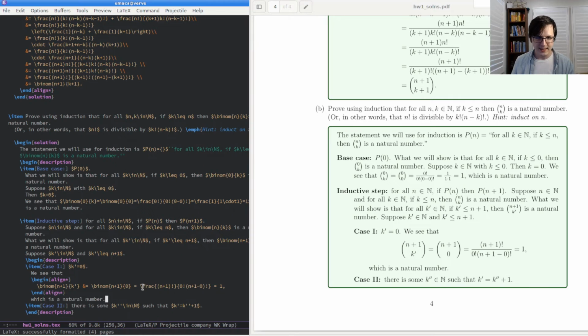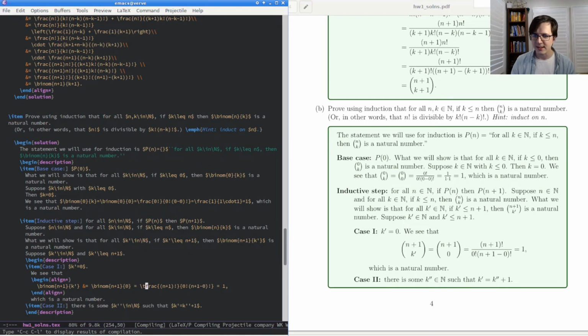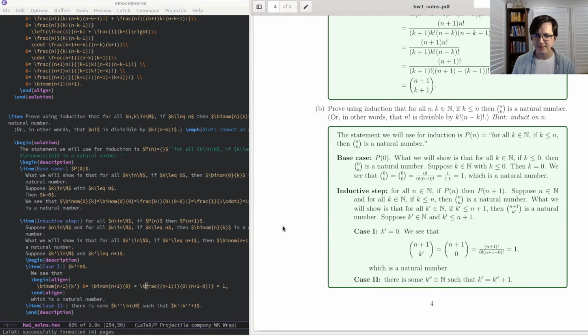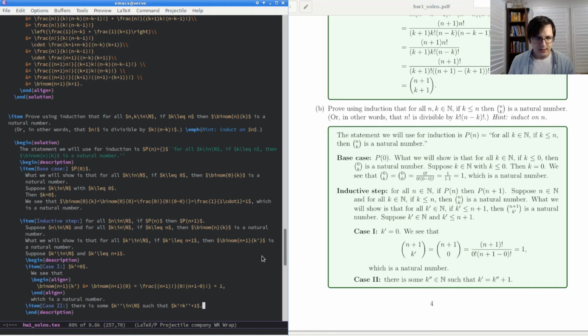Oh yeah, now I can show you what t-frac would look like, which won't look good here, but yep, text fraction. So, okay, case 2, it's a successor.